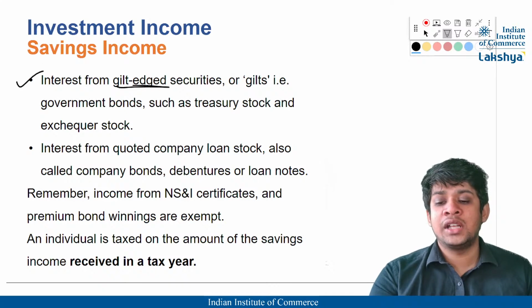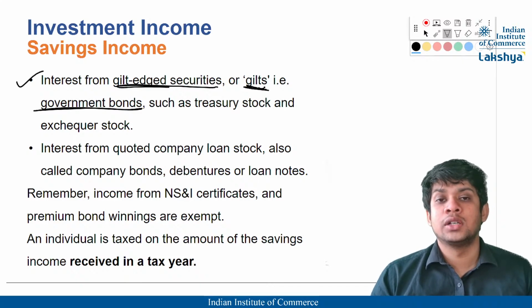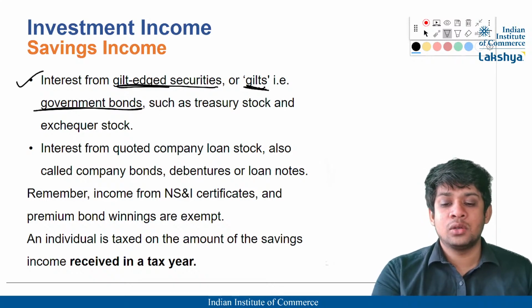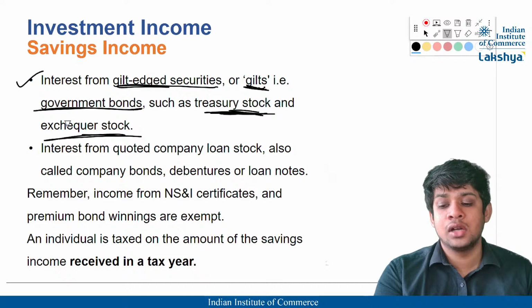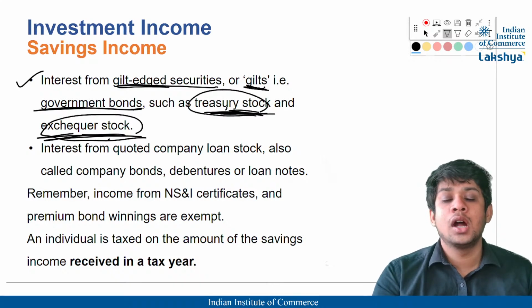Interest from gilt-edged securities. Gilt-edged securities are shortly known as gilts, or you can also say these are government bonds. If the government wants to raise certain capital for government spending, the government also issues certain bonds at a comparatively low interest rate, but it is risk free because the government is obviously going to repay you everything. The government bonds are known as treasury stock or exchequer stock. These are the stocks which are issued by the government.